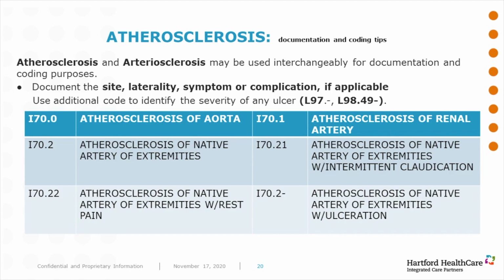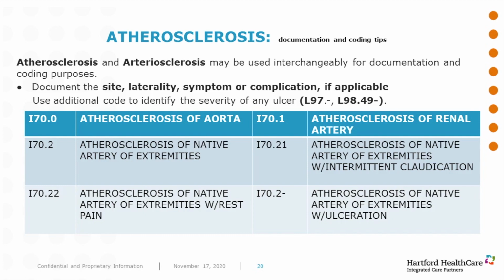Atherosclerosis and arteriosclerosis may be used interchangeably for documentation and coding purposes. So it's very important to document the site, the laterality, symptom, or complication if applicable, especially if the patient has an ulcer related to that arteriosclerosis or atherosclerosis. And there's an additional comment in that coding to add the severity of the ulcer from L97 through L98.49.